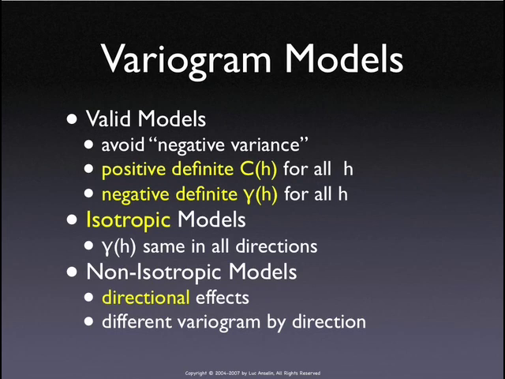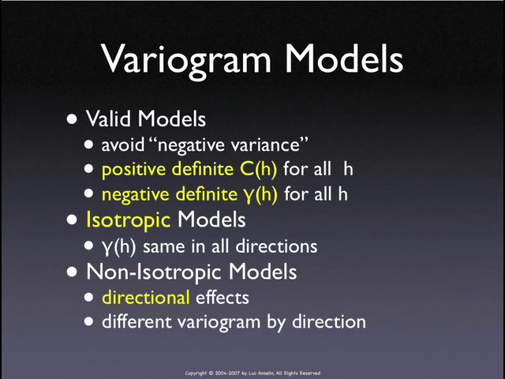So the covariance of the process, which we've called C of h as a function of distance, has to be valid, and to be valid, it has to be positive definite at every possible distance. It's not complicated to show this mathematically, but it's a little difficult to get the intuition of it. It's the other way around for the semi-variogram. So the covariance has to be positive definite. The semi-variance has to be negative definite. One easy way to remember is that they're flip sides of each other.